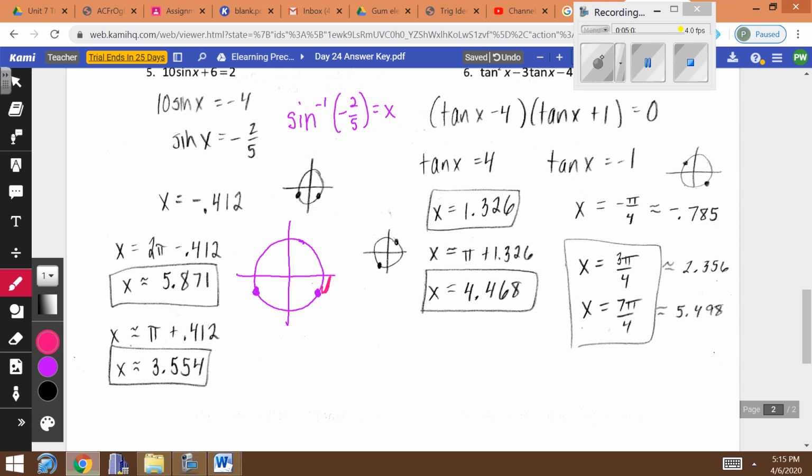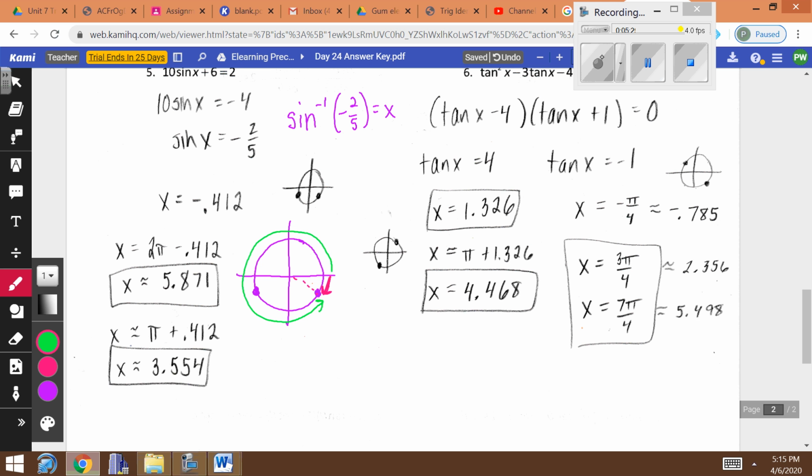Again, negative just means it's going in the clockwise direction to bring us right to here. But really what we want to know is the positive. So I want this equivalent angle here, the quadrant 4 angle, but in terms of positive. There are a couple of ways you could do that. You could think of it as coterminal, so the negative 0.412 plus 2 pi to find its coterminal.